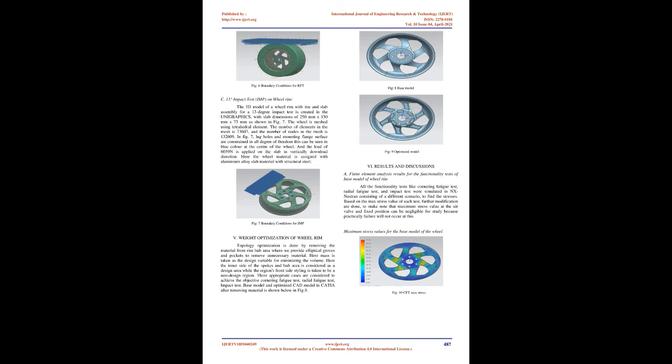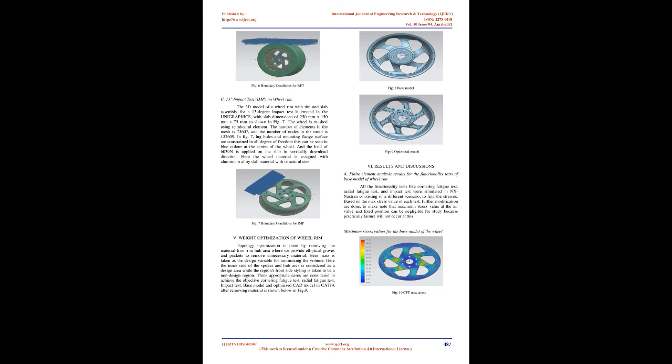B. Radial fatigue test, RFT, on wheel rim. The 3D model of a wheel rim with tire and slab assembly is created in Unigraphics with slab dimensions of 1000 mm x 500 mm x 75 mm, as shown in Figure 6. The wheel is meshed using a tetrahedral element. The number of elements was found to be 93,052 and the number of nodes was found to be 178,491.